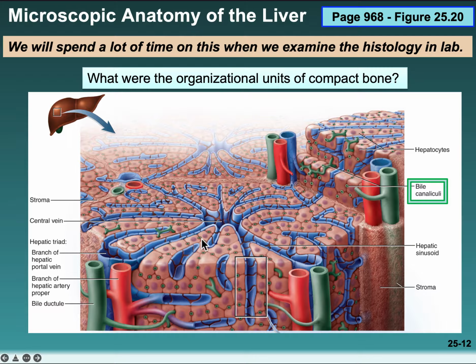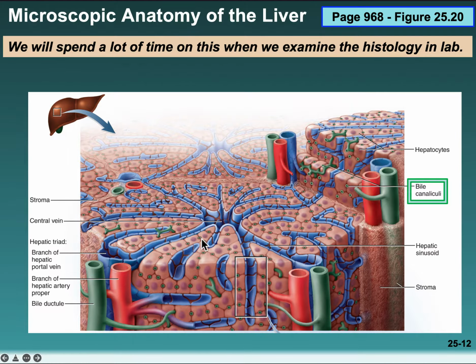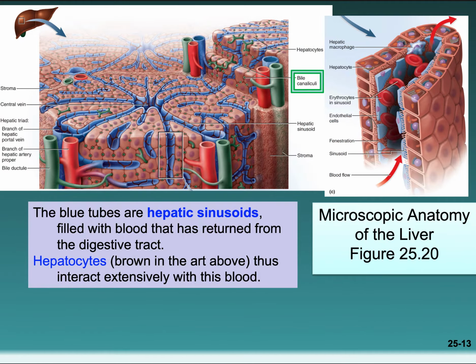Now the next slide is going to show us some more detail of the same figure. This is 2520. It'd be great to have this out. What you can see then are these hepatic sinusoids, the blue-colored tubes here, which carry venous blood, but with a little arterial blood thrown in, and it's flowing past these hepatocytes. Over here in this close-up on the right side, they're giving you a detailed view of exactly what that flow-through system looks like.